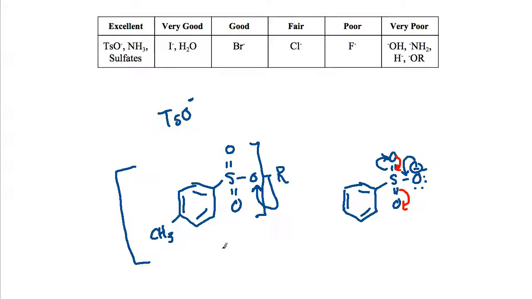Now, after that we have iodine. Again, same general premise. Iodine has a very large radius.